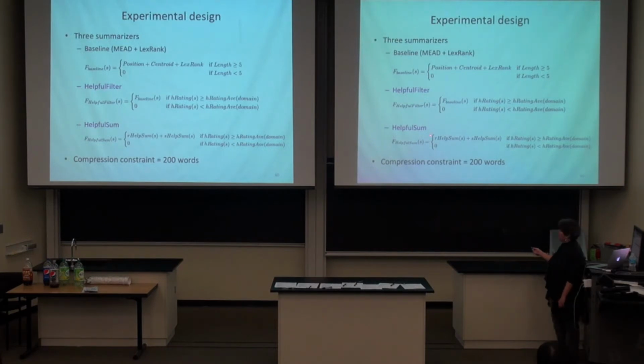And the third one, which we were most interested in and thought would work the best, would be after we filtered for helpfulness, we then replaced those MEAD features with our helpfulness ratings, both the helpfulness ratings at the review level, which we were getting directly from the metadata, and then the helpfulness ratings at the sentence level, which we're getting by using the supervised model and our algorithm based on that. And for all of these, we fixed the compression constraint so that the summaries would always be the same length, and we picked a number that was fairly common in prior evaluations done in the summarization community.